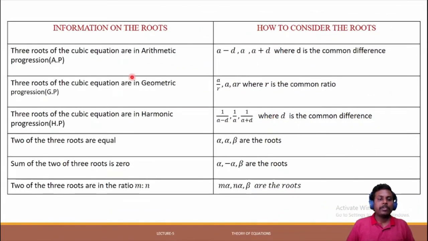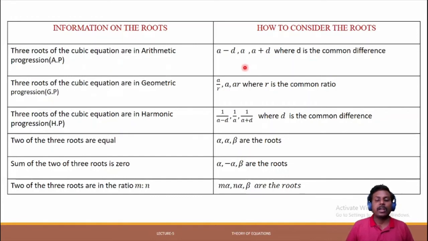Now some information will be given on the roots. If some information is given on the roots, then how do we consider the roots? In case of a cubic equation, we are discussing it. The three roots of a cubic equation are in arithmetic progression. Then how do we consider the three roots? We consider them as a minus d, a, a plus d. The advantage with these three roots is if I take the sum, then minus d and plus d get cancelled, and you will get 3a. So finding 3a becomes easy.